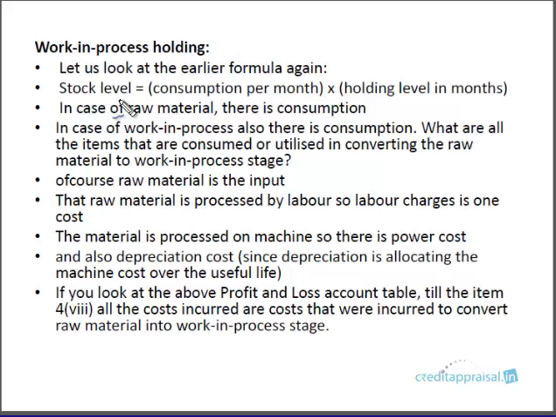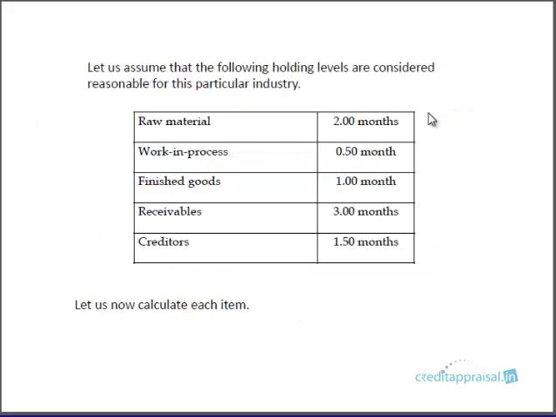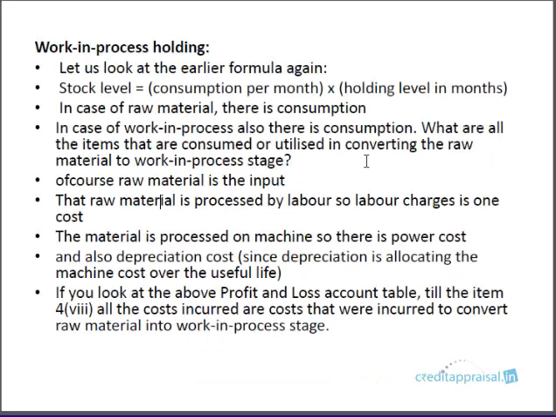Again same formula. Stock level is consumption per month into holding level in months. So we assumed what is a reasonable work in process holding for this industry. We said 0.5 months, right? 15 days work in process is a reasonable holding level for this industry. That assumption we had made. Now what is this consumption per month?